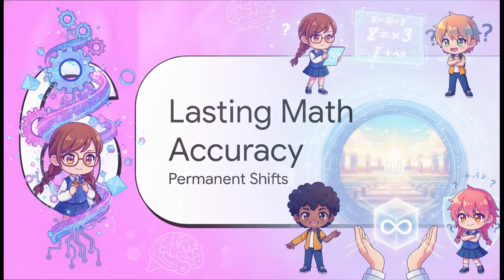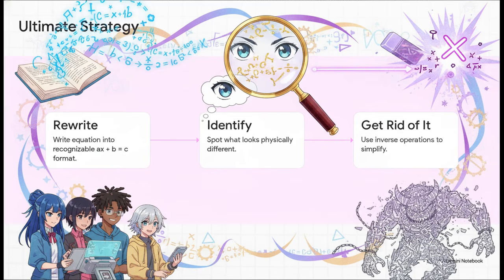Finally, Section 6, Building Lasting Math Accuracy. So here is the absolute ultimate solving strategy to maintain that accuracy. Step 1, rewrite equations into a familiar, recognizable format, something like ax + b = c. Step 2, identify what looks physically different from that pattern. And step 3, get rid of it using inverse operations.